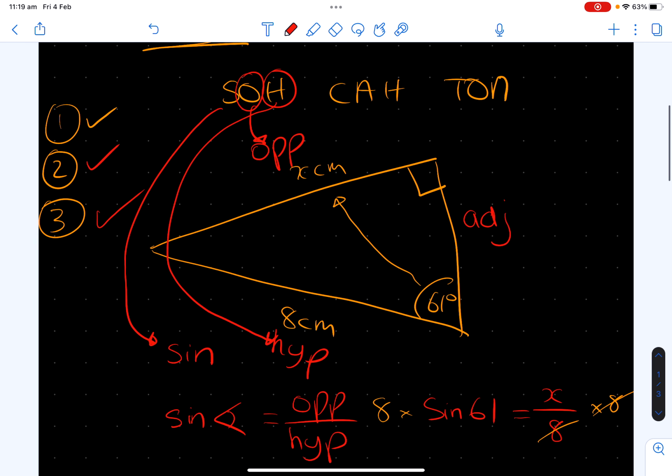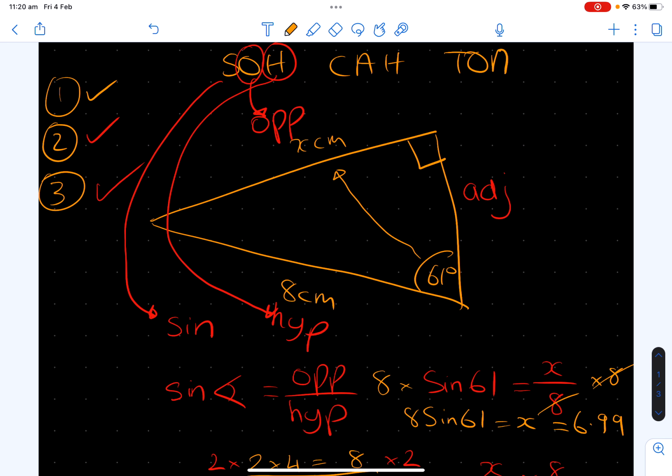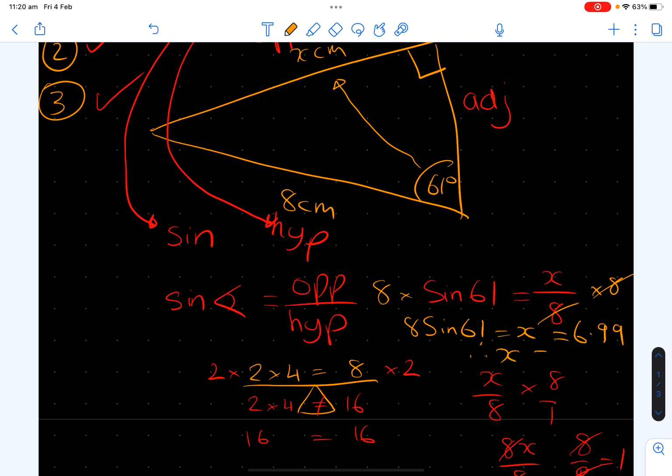So going back to solving our equation, we now have something we can put in our calculator, which is 8 sine 61 equals x. And the answer to this is going to be our unknown side. So we're going to put that in our calculator. 8 sine 61 equals 6.99. And what is that unit? It's centimeters. Therefore, x equals 6.99 centimeters. And that is your answer.